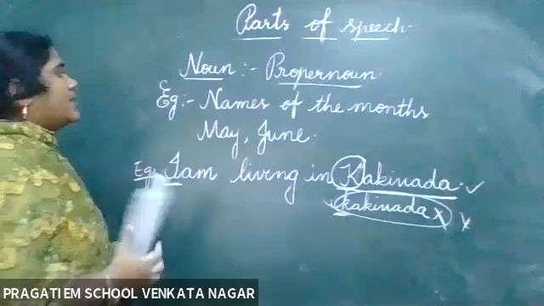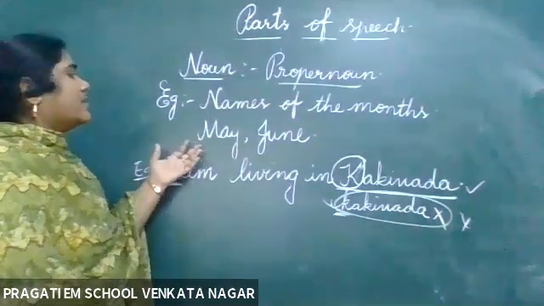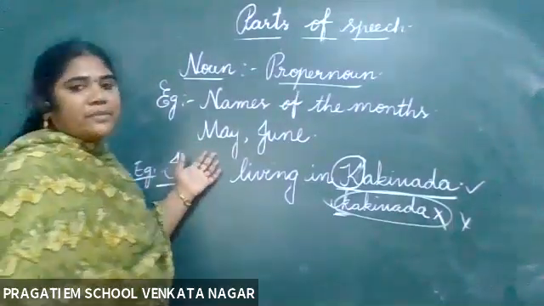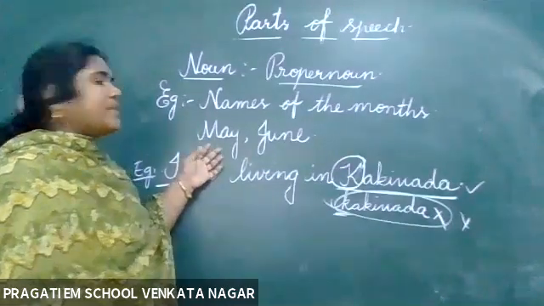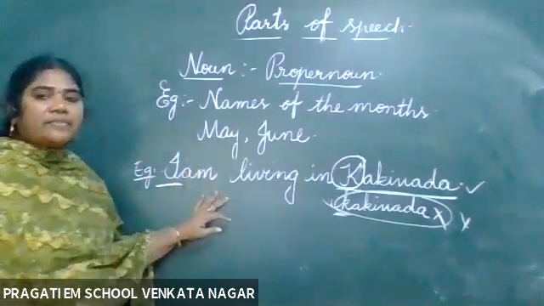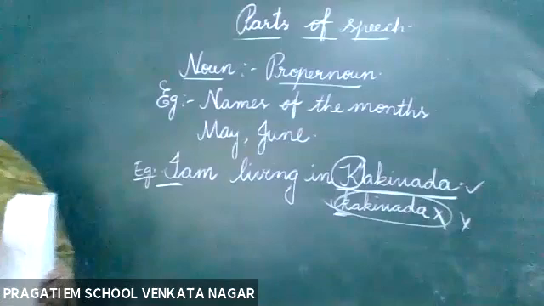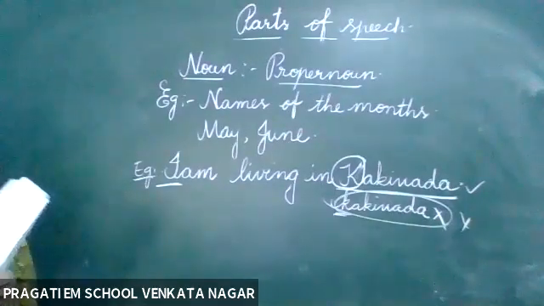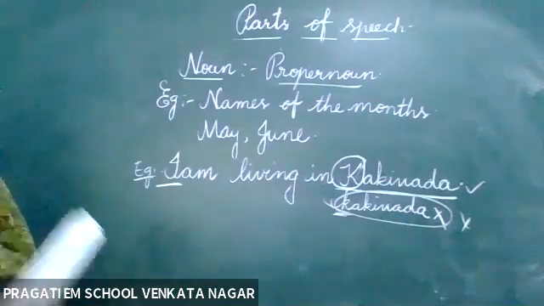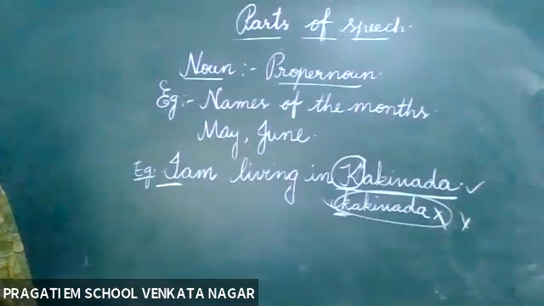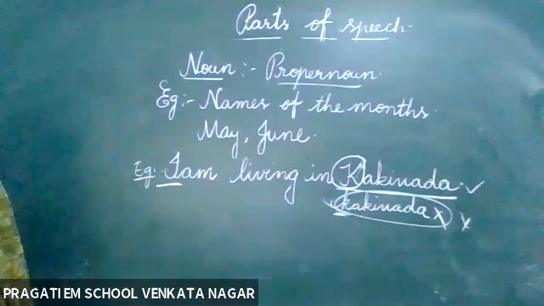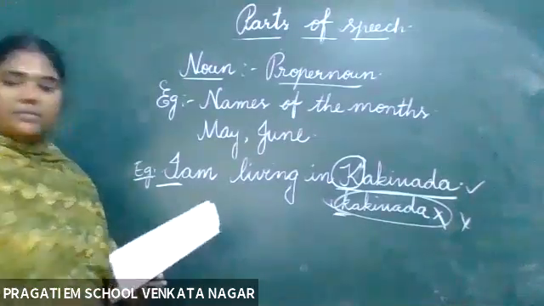Okay, proper nouns. Again, names of the months. You can write them with a capital letter only. Always when we are writing proper nouns, they should start with a capital letter only. Don't use small letters for proper nouns. Okay, coming to the next one.